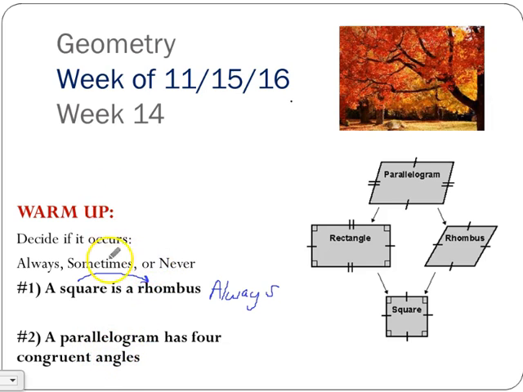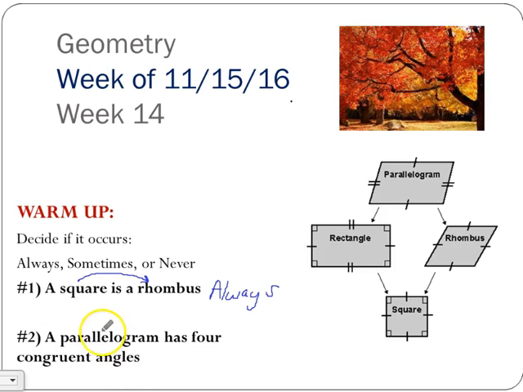Now if we reverse that and ask if a rhombus is a square, we're going in the opposite direction, and we would have to say sometimes. That's only sometimes. There are only going to be some cases. A rhombus does not have to have all angles that are 90 degrees. It might sometimes, but it doesn't have to, so that would be a sometimes. I just threw that one in there.